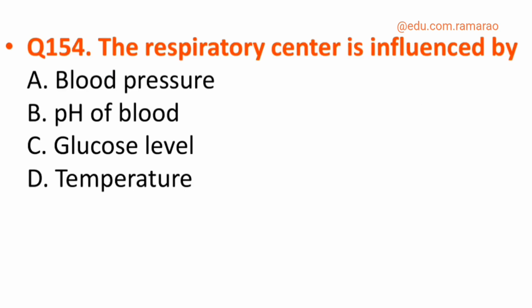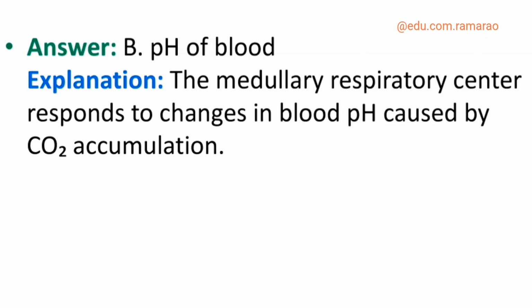The respiratory center is influenced by option A, blood pressure, option B, pH of blood, option C, glucose level, option D, temperature. The correct answer is option B, pH of blood. The medulla respiratory center responds to changes in the blood pH caused by carbon dioxide accumulation.